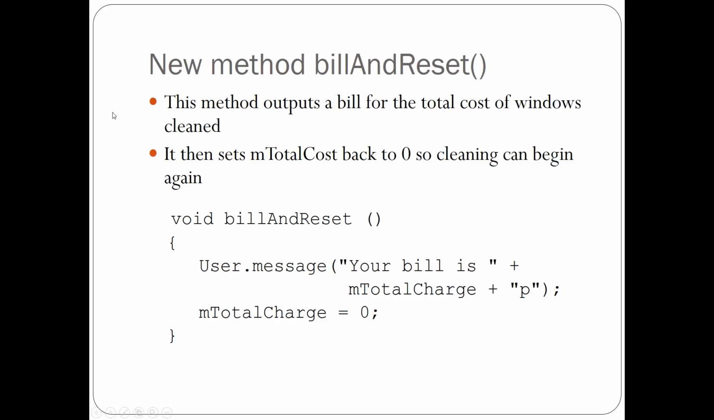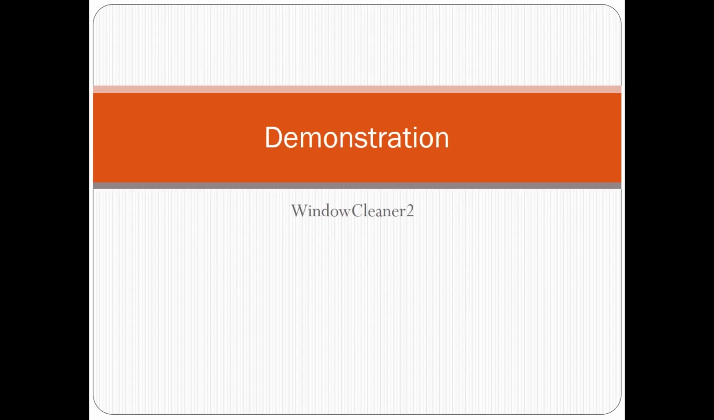We'll also have to change the bill and reset method, because what we'll do is output the value of total charge that's presented to the owner of the building for whose windows we've just cleaned, and then once we've presented them with the bill, we can then reset total charge to 0, and then we're ready to move on to another building and clean the windows in that one as well. So let's have a look at that one.